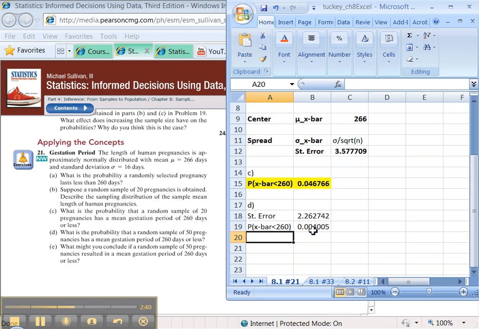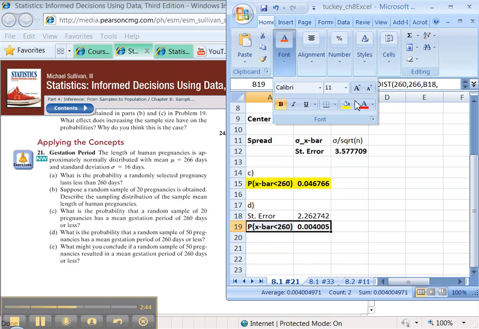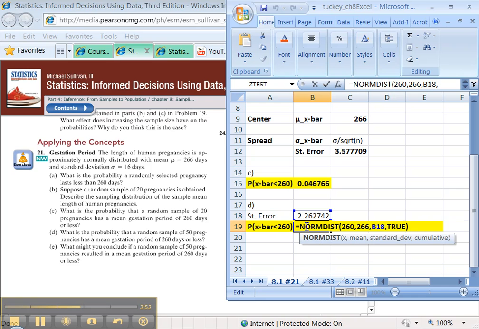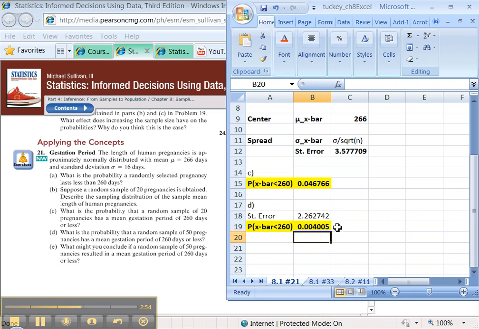Just on a side note before I go anywhere, I want you to notice we were kind of lucky that all these problems were actually asking for less than probabilities. Remember, that's what norm dist comes with. Norm dist gives you left tail probabilities, less than probabilities. If any of these problems had been greater than, I would have been stuck doing 1 minus these answers for every single one of them because I would have needed the complement rule. Just keep that in mind.